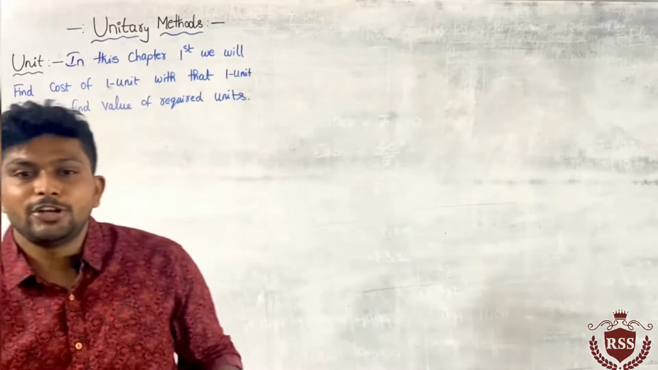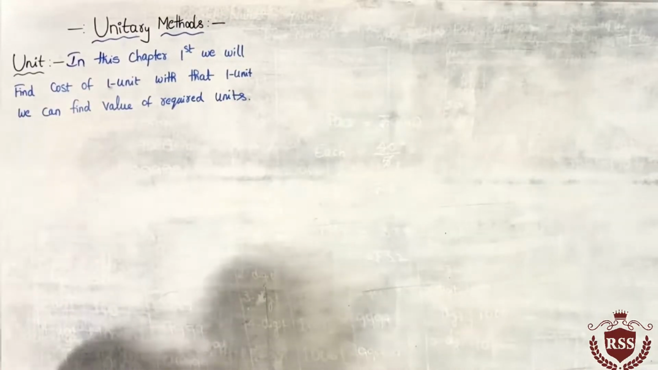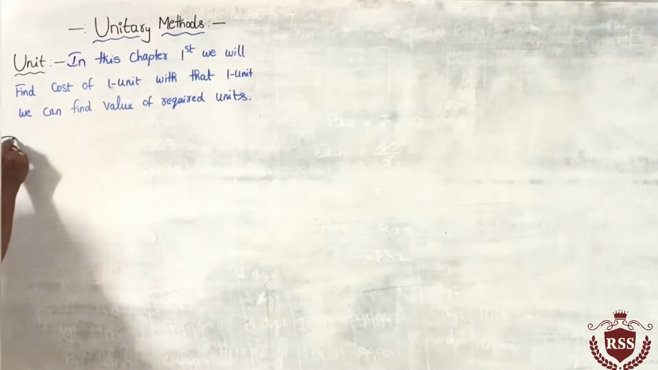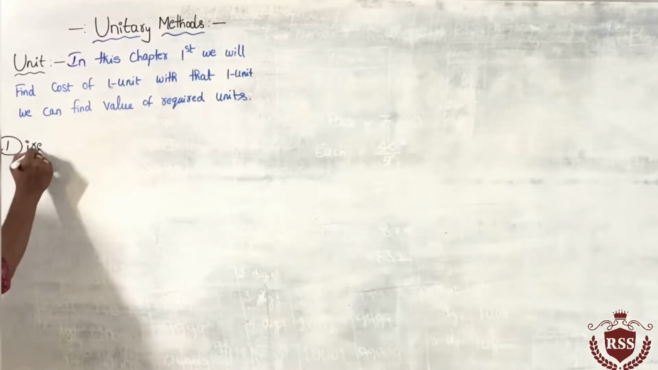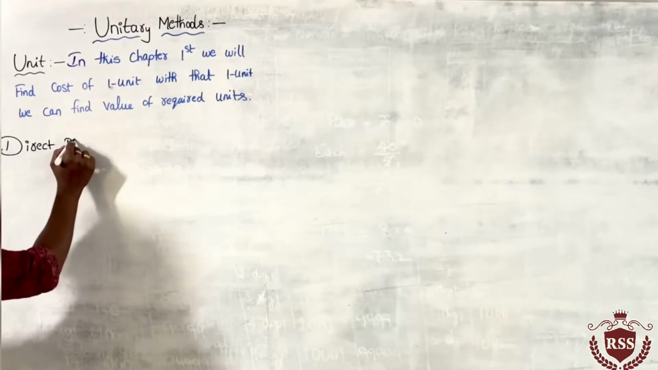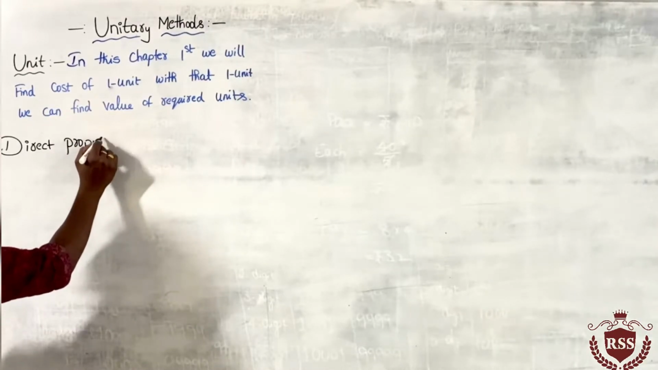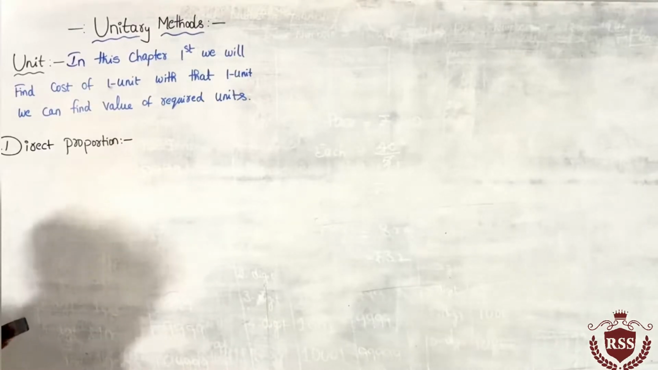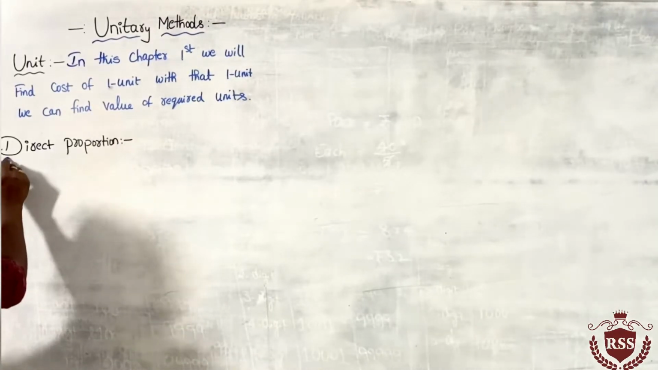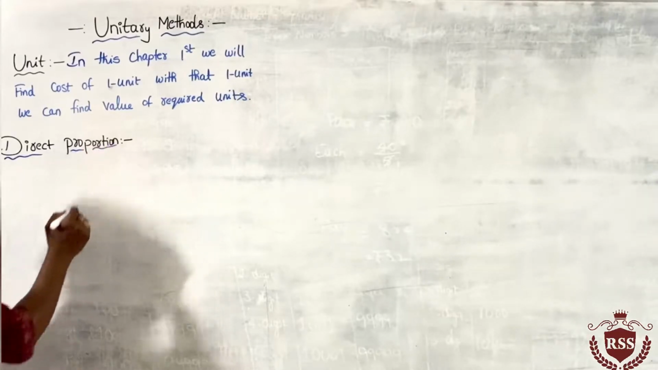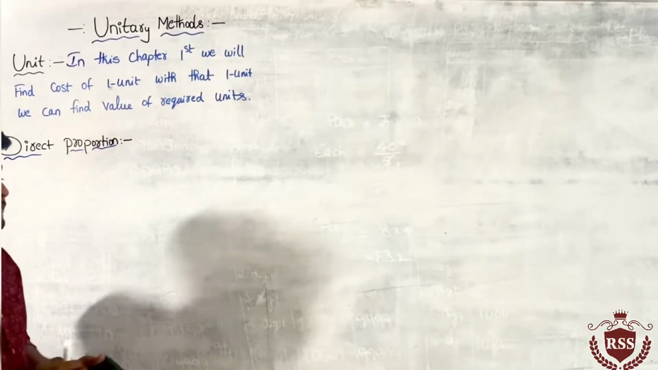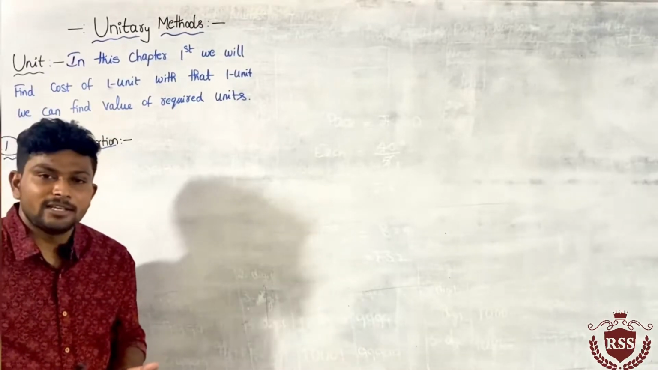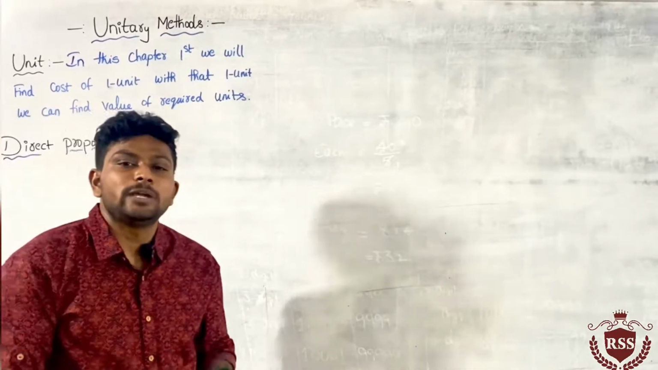The next term we need to understand in this chapter is direct proportion. There are 2 terms in this chapter, direct proportion and indirect proportion. So what do you mean by direct proportion? Direct proportion means that if the value of one quantity increases, automatically the value of another quantity also increases.